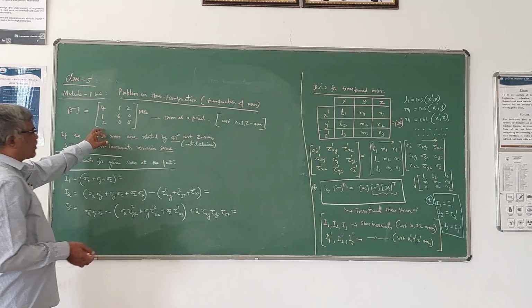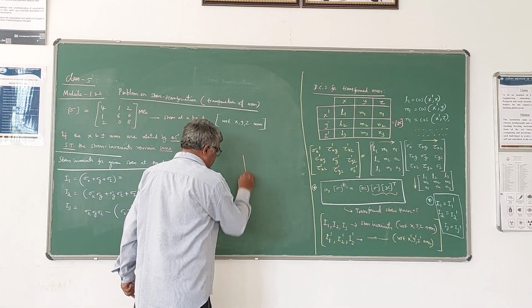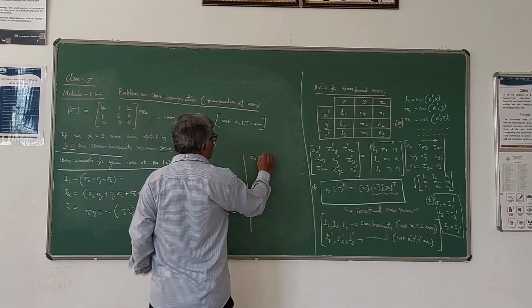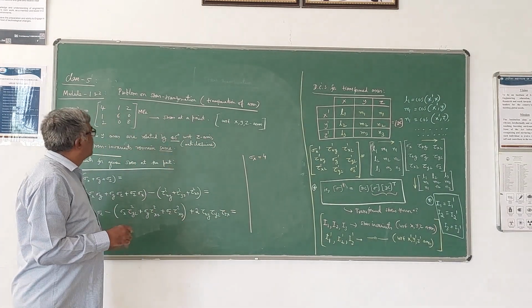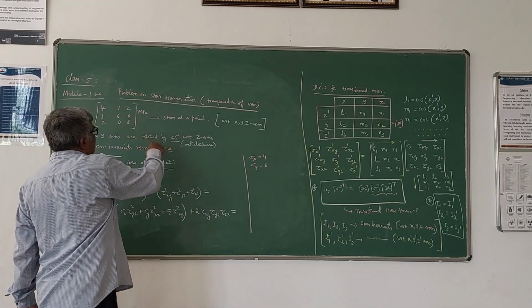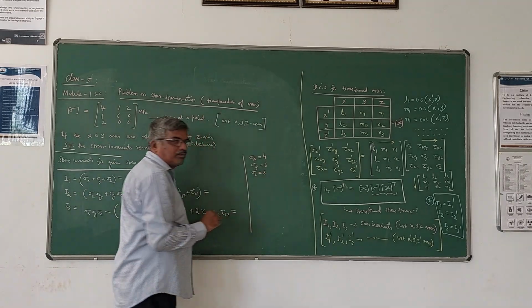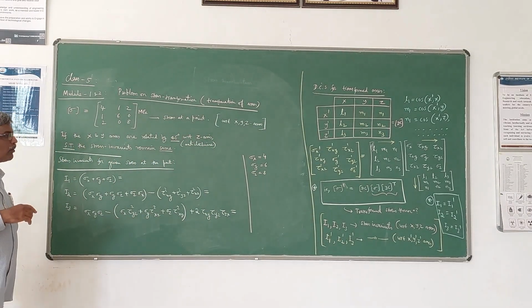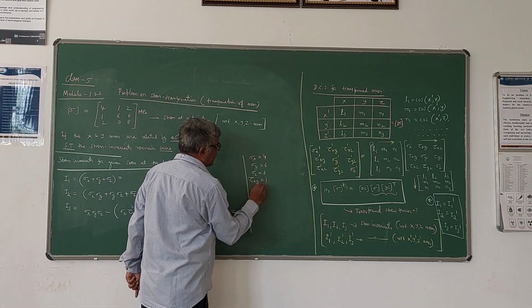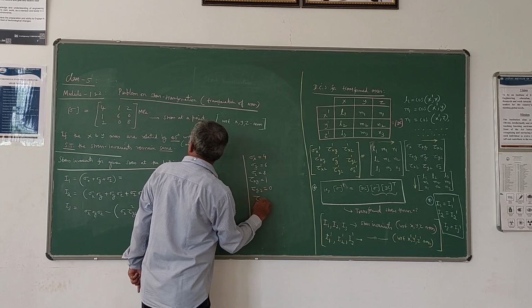You will use the stress tensor now. Sigma x is 4, sigma y is 6, sigma z is 8. Tau xy is 1, tau yz is 0, tau zx is 2.